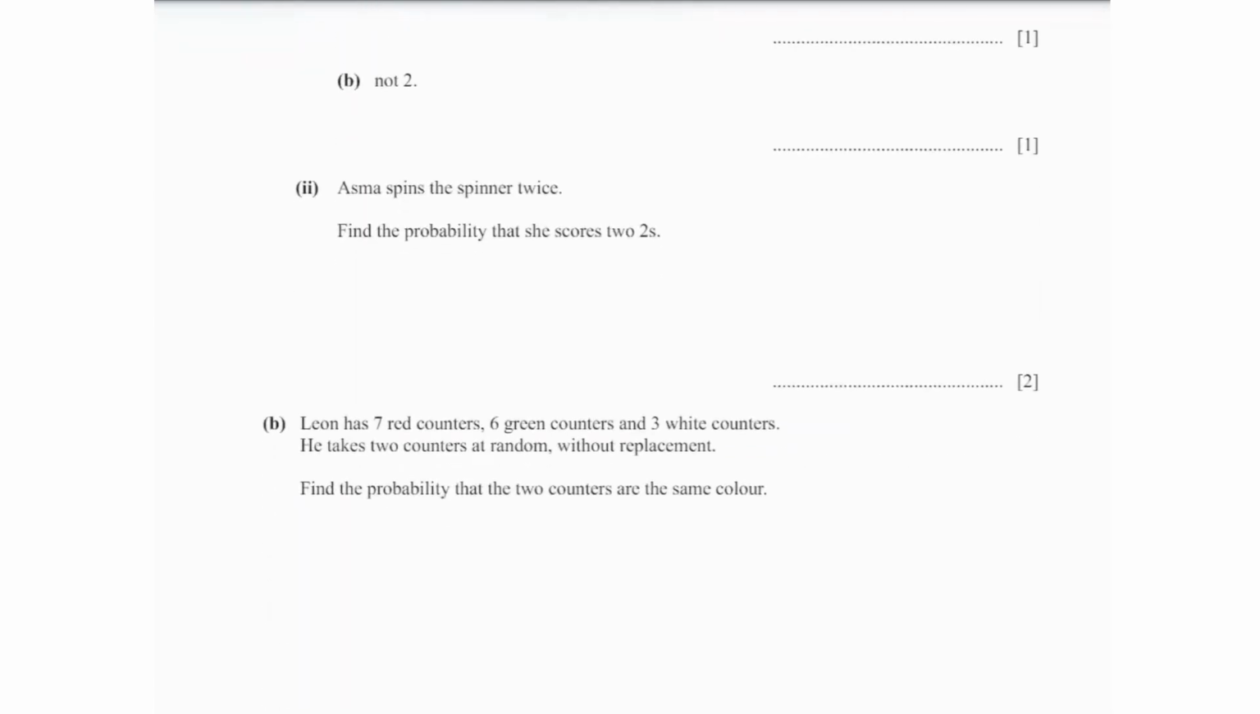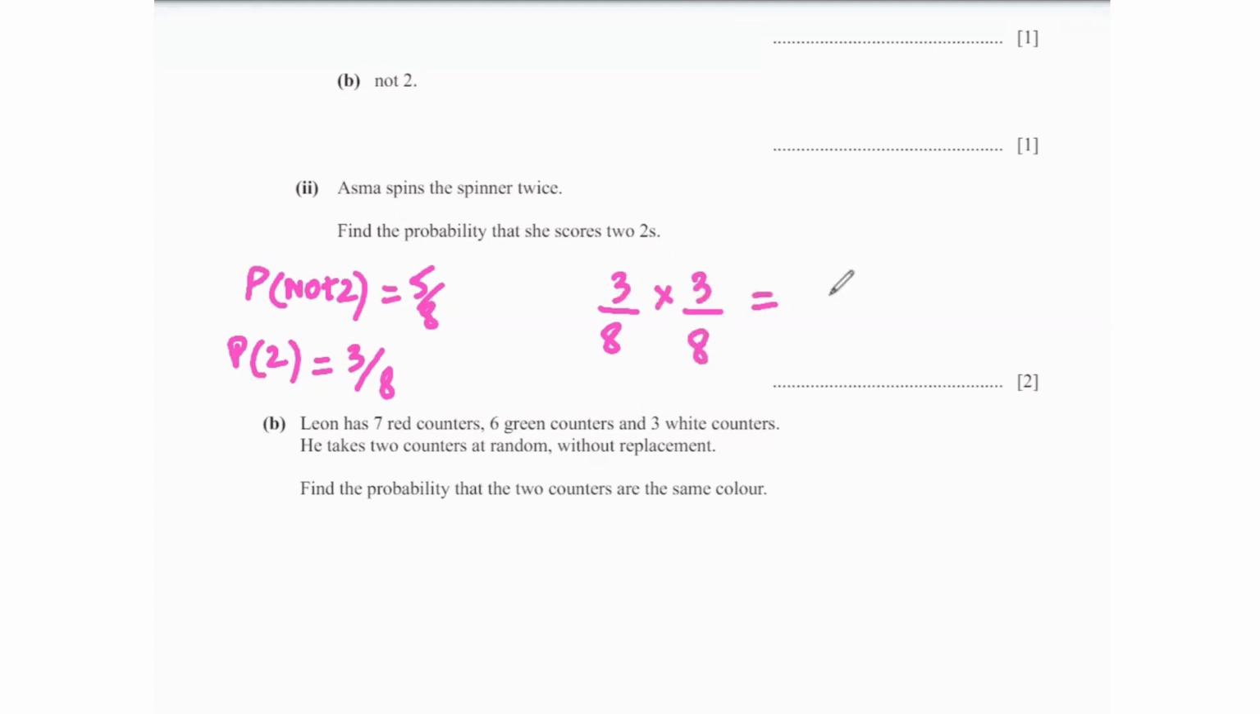Asma spins the spinner twice, find the probability that she scores two 2s. So the probability of not 2 was 5 over 8, which means the probability of 2 will be 3 over 8, because 1 minus 5 over 8 is 3 over 8. Then she says that the spinner is spun twice. Find the probability that she scores 2s, like two 2s. So it's going to be 3 over 8 for the first time when she spins the spinner, and then 3 over 8 again for the second time. So when you multiply the two, that gives us 9 over 64.